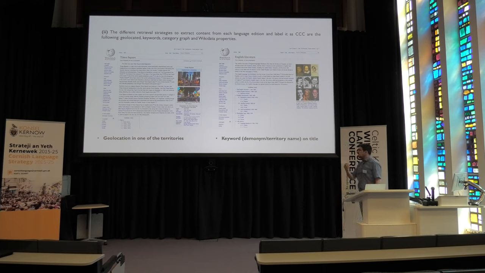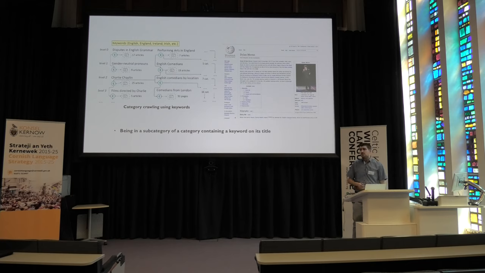Another strategy is to use specific keywords. So for instance, if I want to retrieve articles that go to the English CCC, I would use the English keyword, or the England keyword, or the Great Britain keyword, and many other territories' names, and many other demonyms, and they would retrieve me another selection of articles.